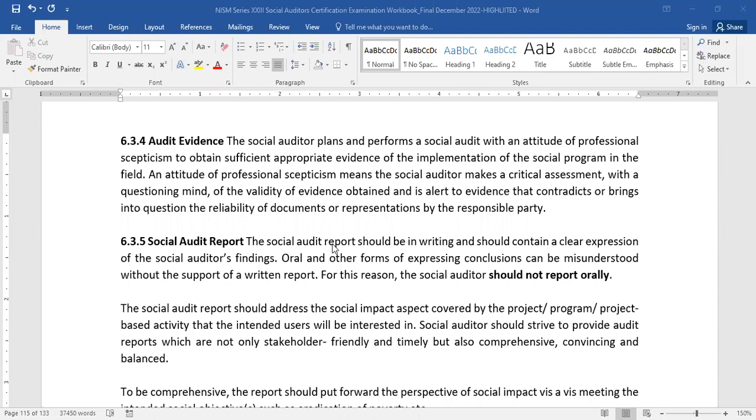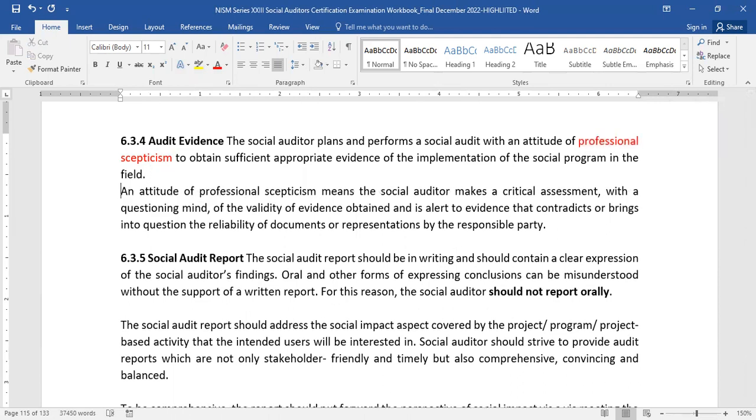So, continuing from the previous video, we shall discuss the following. Number one, audit evidence. The social auditor plans and performs a social audit with an attitude of professional skepticism. ये क्वेश्चन बनता है कि किस एटीट्यूड से उसको काम to obtain sufficient appropriate evidence of the implementation of social program in the field. An attitude of professional skepticism means the social auditor makes a critical assessment with a questioning mind of the validity of evidence obtained and is alert to evidence that contradicts or brings into question the reliability of documents or representations by the responsible party.